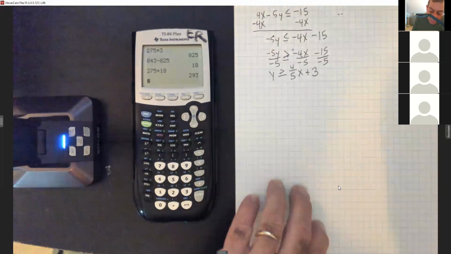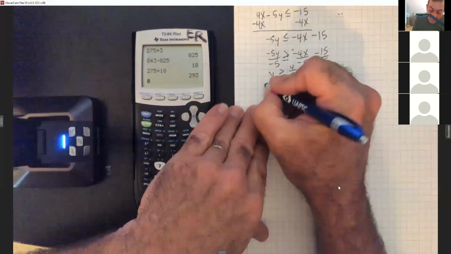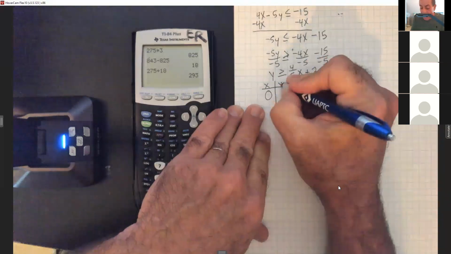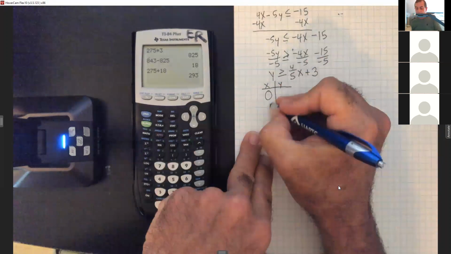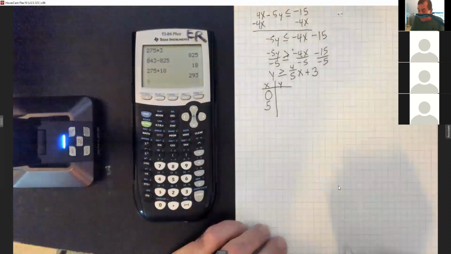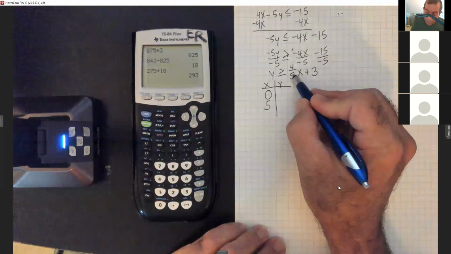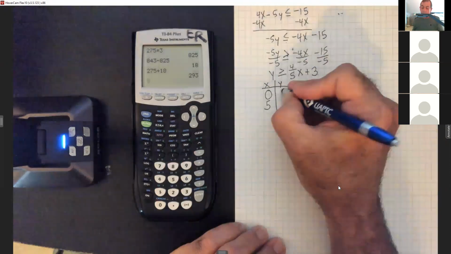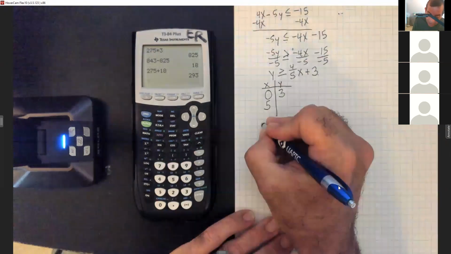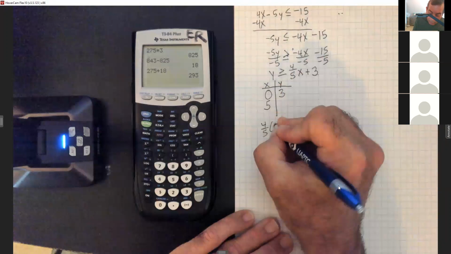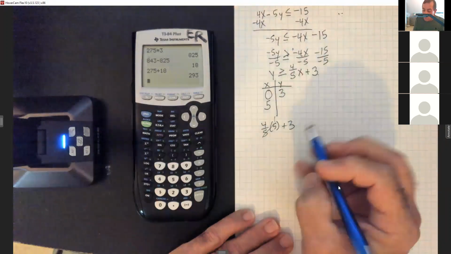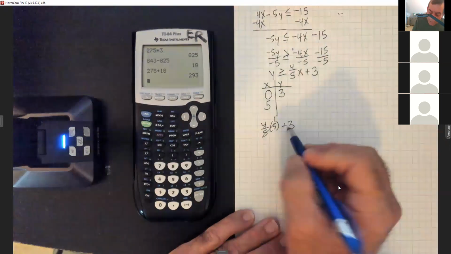All right, so if I was going to graph this one by hand, I would always pick a 0. My second number would be a 5 because of that fraction. So if you put a 0 in here, 0 times 4/5 is 0. 0 plus 3 is 3. Now, let me show you what would happen if you put a 5 in. The 5's cancel, making a 1. 4 times 1 is 4, plus 3 would give me 7.